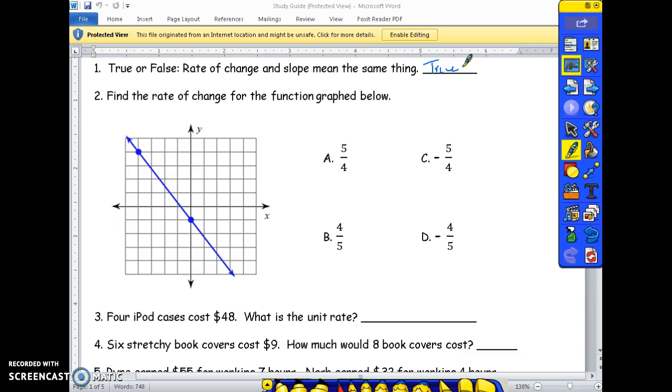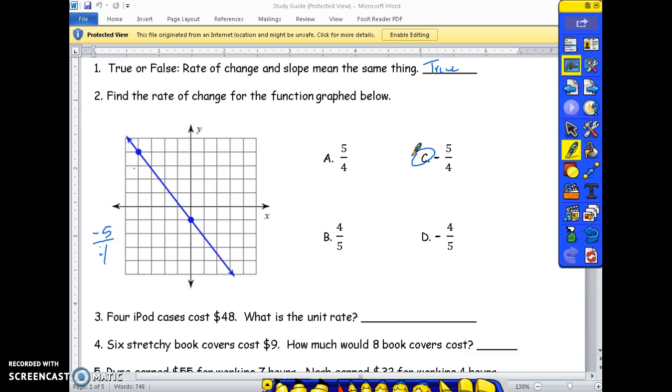Number 2, find the rate of change for the function below. We're going down 1, 2, 3, 4, 5. To the right, 1, 2, 3, 4. Rise over run, that's negative 5 over 4, which is C.